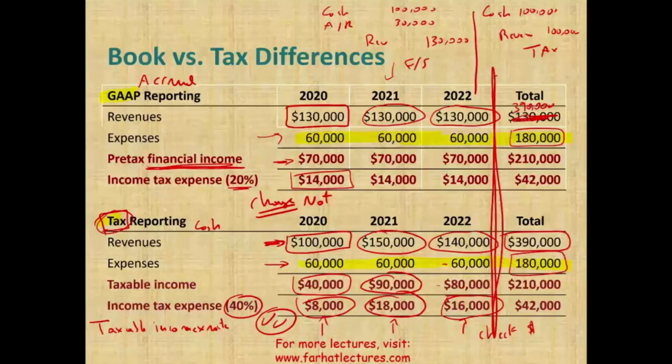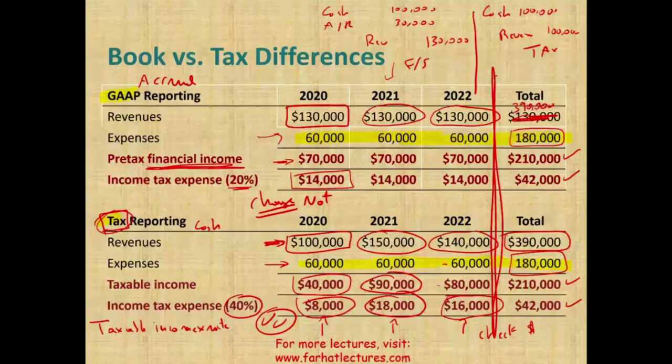What does that mean? It means over a period of 3 years, revenues and expenses are the same. They differ from year to year, but in total they are the same. In total, your pre-tax financial income is 210, your taxable income is 210, your income tax expense is 42,000, and your income tax expense for IRS purposes is 42,000. So over a period of 3 years, they are the same.